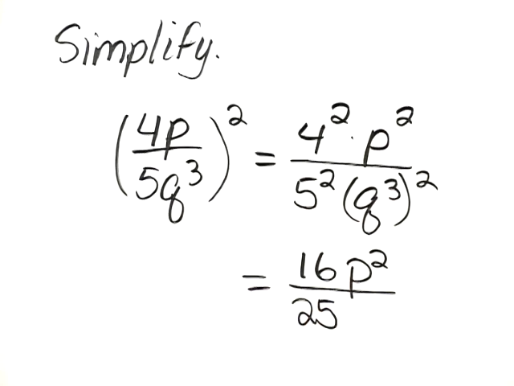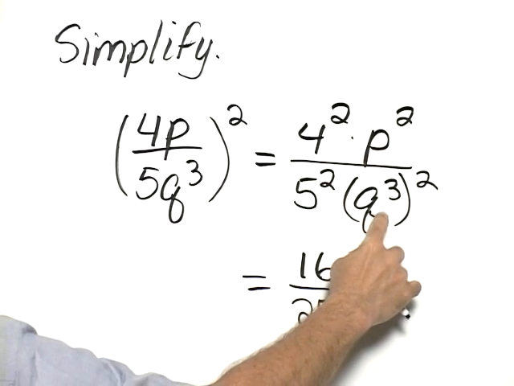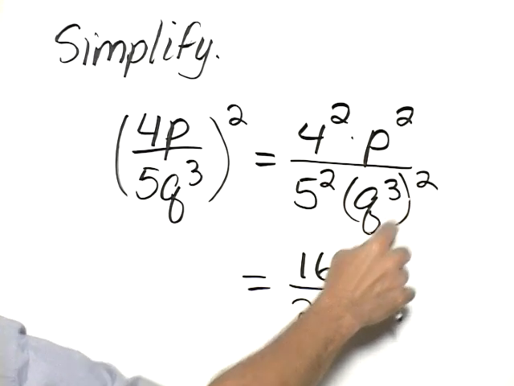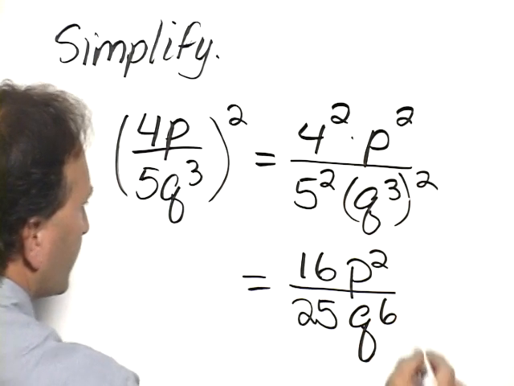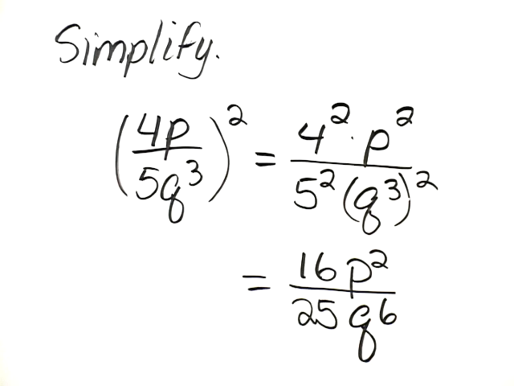is 25. And when we raise an exponential expression to a power, we multiply together the two powers. 3 times 2 is 6. So our final answer is 16p squared divided by 25q to the 6th power.